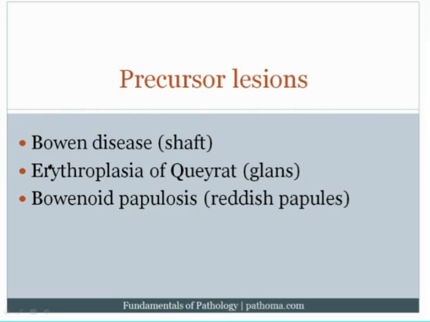And the third would be something called Bowenoid papulosis. Basically, it's called papulosis because you have little papules and they tend to be reddish. And it's called Bowenoid because, like Bowen's disease, there's in situ carcinoma. However, it's not true Bowen's disease because in Bowen's disease, that in situ carcinoma would invade. However, this usually does not progress to invasion. So again, Bowenoid papulosis, reddish papules on the skin of the penis.